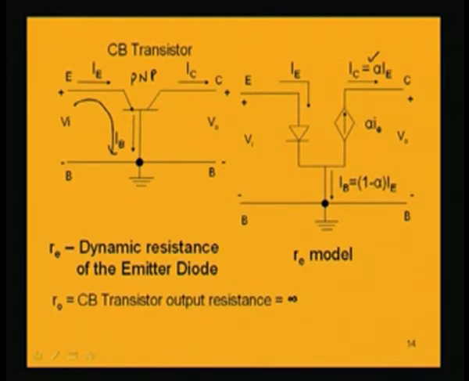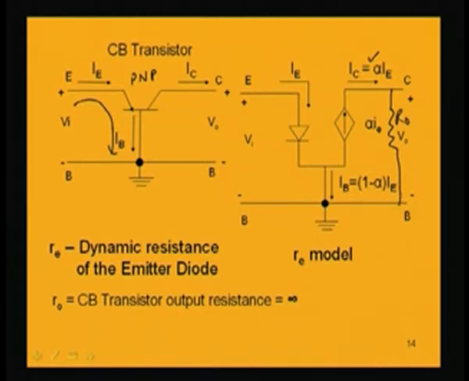This dependent current source is nothing but alpha times IE, which is equal to IC, and the base current of course is there, which is IE minus IC. IC can be written as alpha times IE, so the base current is nothing but 1 minus alpha times IE. This is the output voltage, and this circuit of course has one more thing which is not shown here, which should be a resistance at the collector. This resistance is R0.